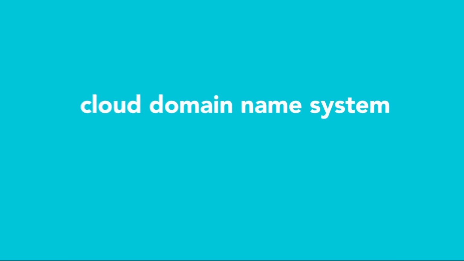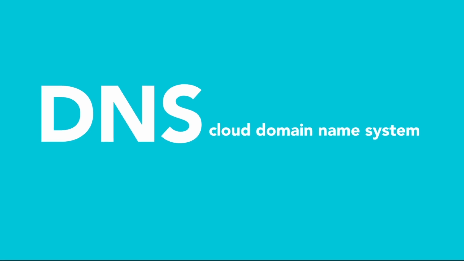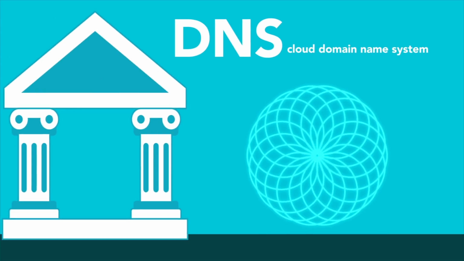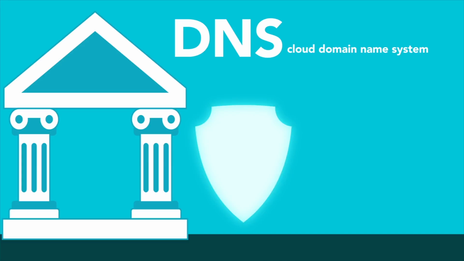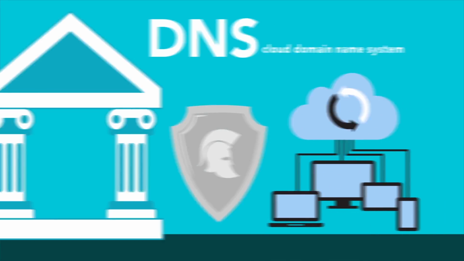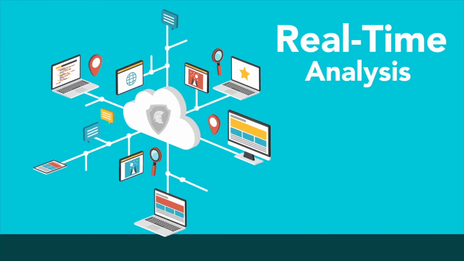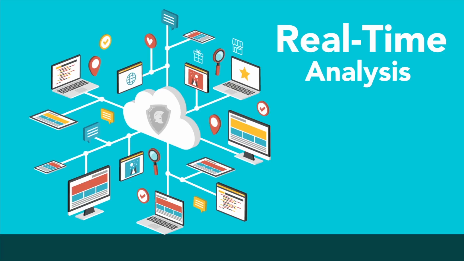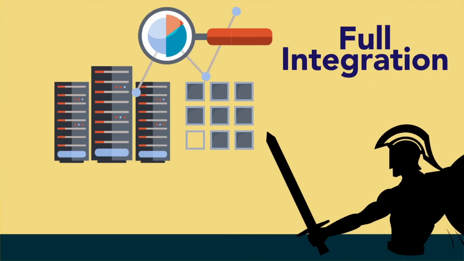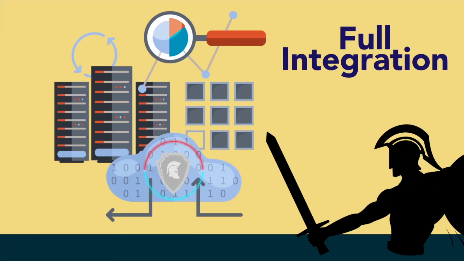Cloud Domain Name System, or DNS architecture, which means no hardware or software needs to be installed at your financial institution. The ability to pass all DNS requests through Gladiator's secure cloud-based DNS system. Real-time analysis for fraud patterns, malware, and data stealing risks before connections are allowed to send or receive data. Full integration with Gladiator's threat intelligence feeds and our extensive online threat database.